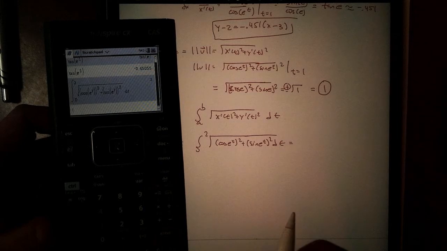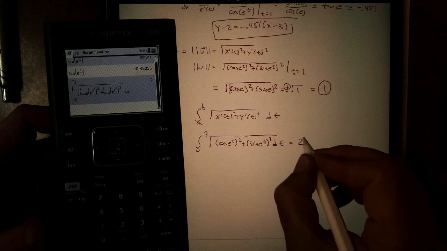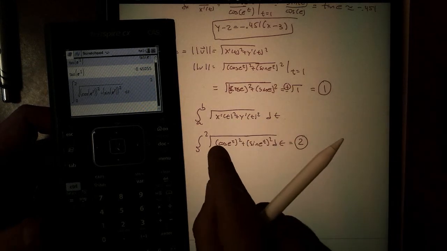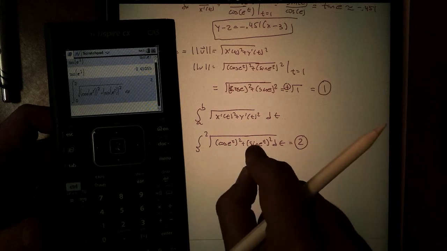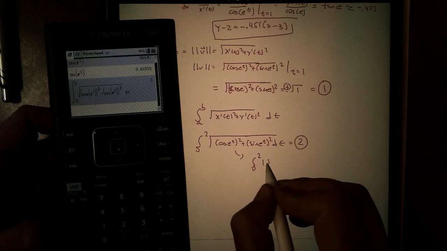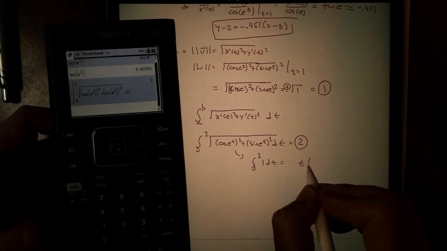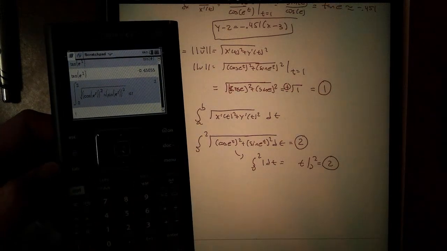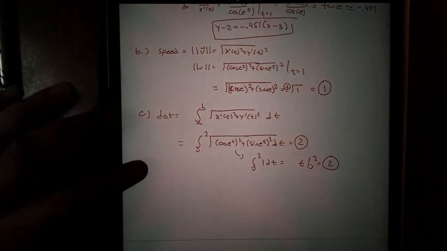And I press enter, and we just get 2. How boring is that? And of course, we should expect this to be 2, because sine squared plus cosine squared is 1, right? If I want to do it by hand, this is just the integral from 0 to 2 of 1 dt, which is just t from 0 to 2, which is 2. But they tell me I can use a calculator. Why not use it?